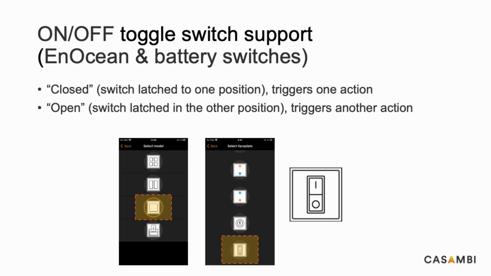There's also support for on-off toggle switches for EnOcean and battery switches as well, so Casambi-enabled battery switches from our partners. So a physically closed contact will trigger one action, and the contact being physically in another position triggers another action. So it's like a normal on-off wall switch that you can then integrate with Casambi and trigger actions there.